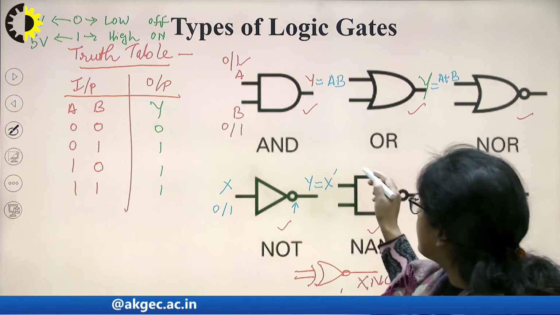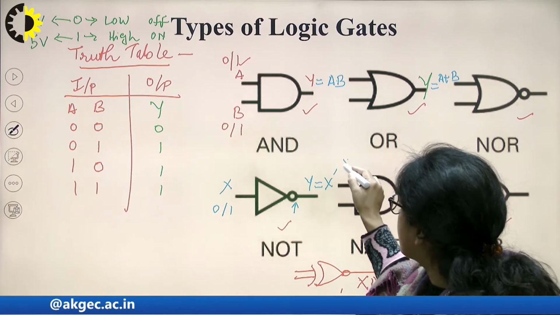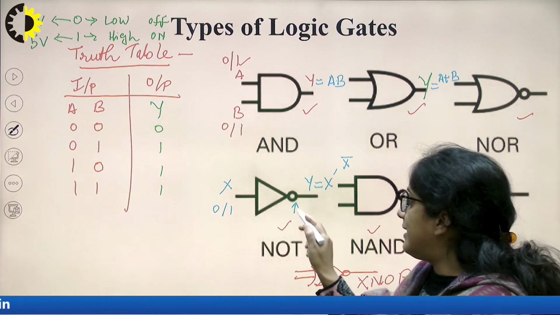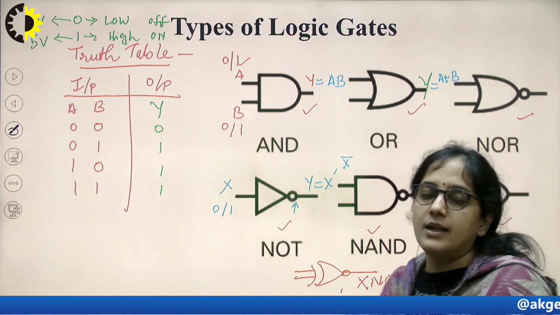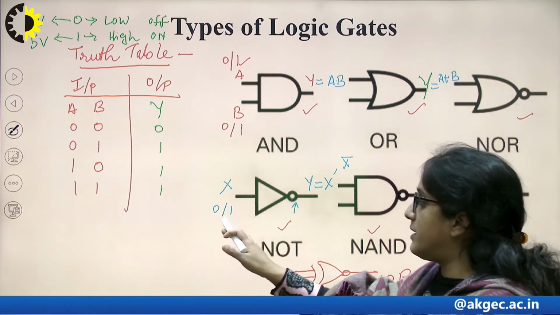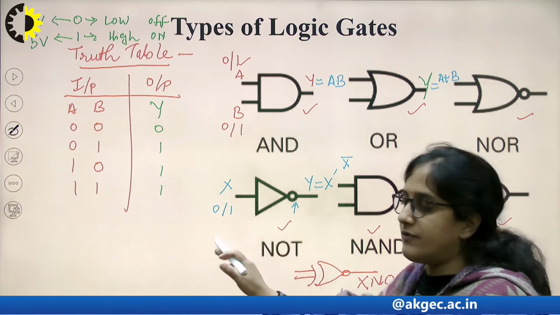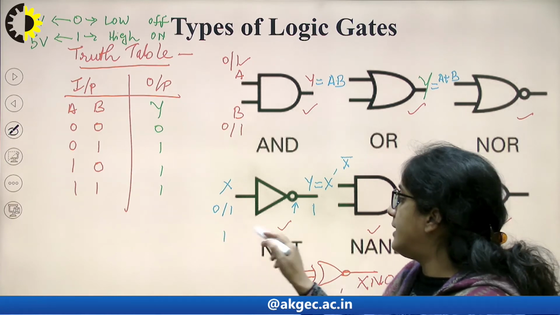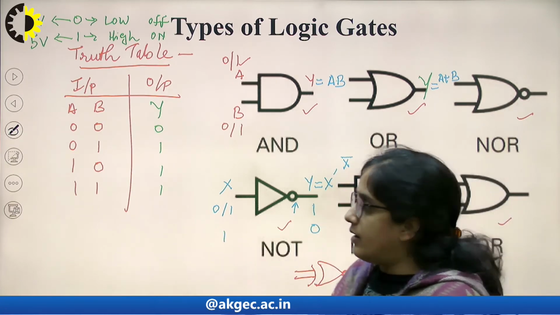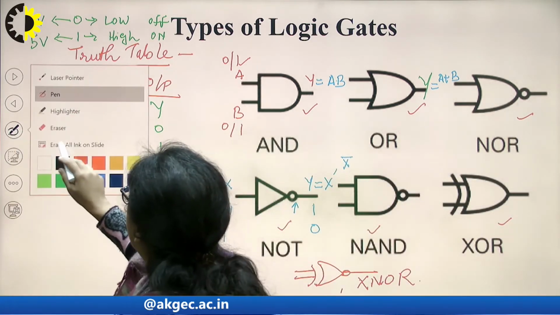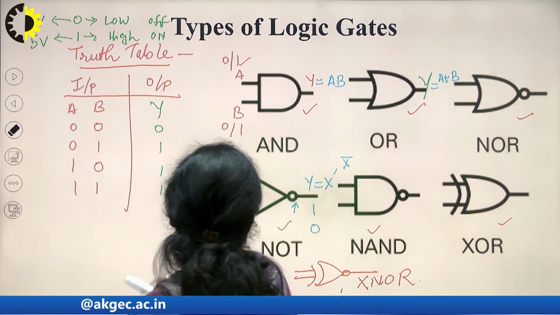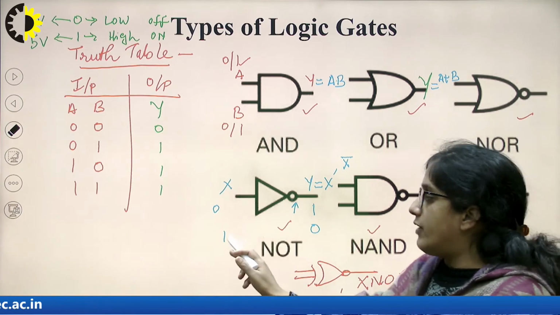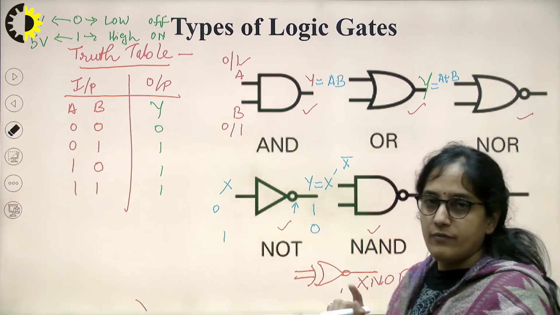Either I can use this way or I can write it as X bar. Okay. So here this bubble sign represents that it is complemented. Whatever will be at the input gets complemented: if 0 is applied, the output will be 1. If 1 is applied, the output will be 0. The truth table will be, if 0 is an input, output will be 1; 1 is an input, output will be 0 for the NOT operation.